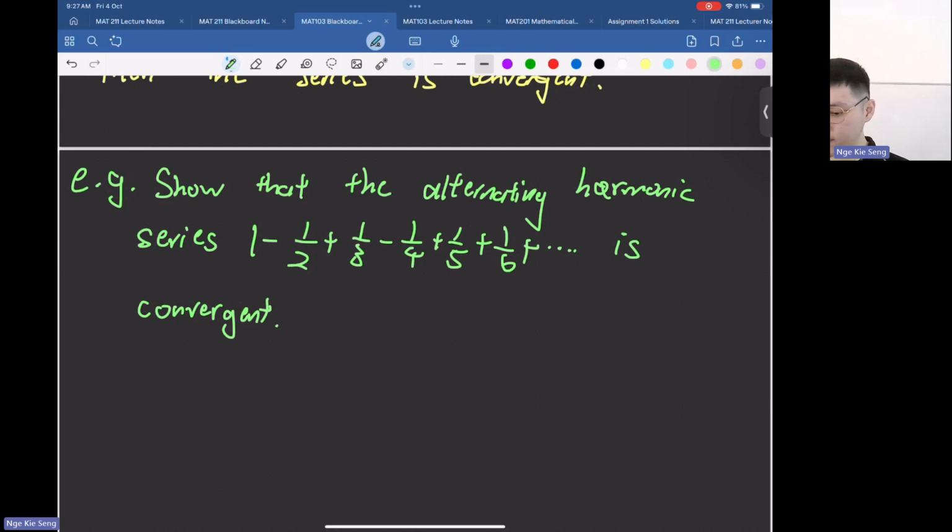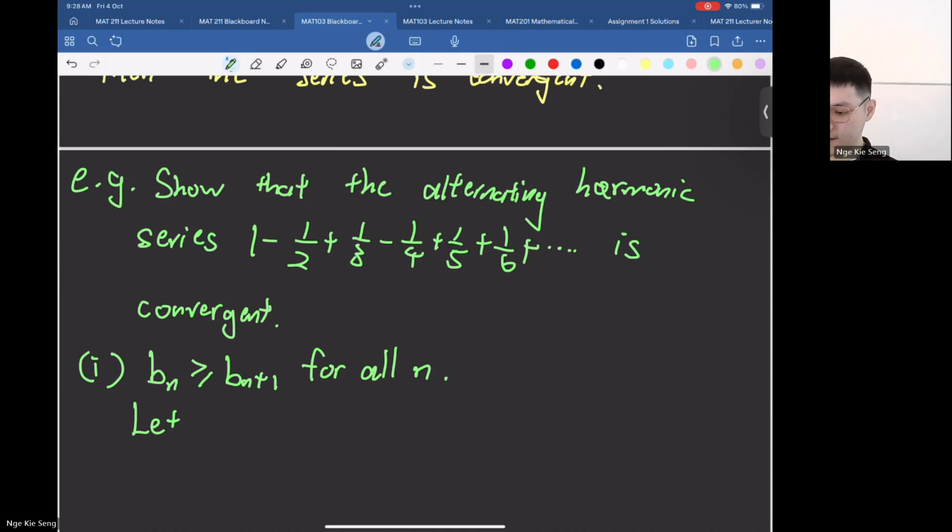Show that the alternating harmonic series is convergent. So what do you need to do? First, you need to check whether Bn is decreasing or not. Is it decreasing? So what's our Bn in our case? Let Bn be... What's our Bn? What's Bn here?